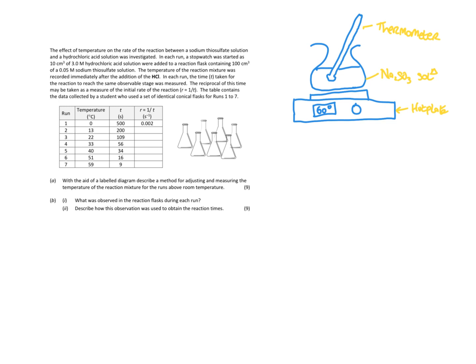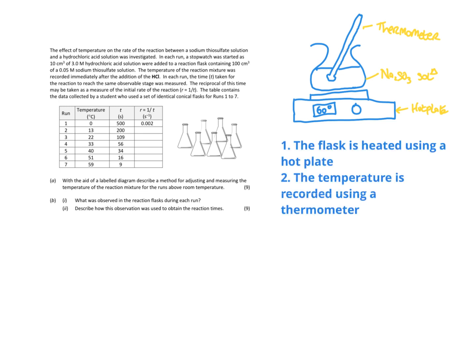What we can see is that the flask is being heated using a hot plate, and we have put a specific temperature on the hot plate to show that we heat to specific temperatures, and the temperature is recorded using a thermometer. So there we are addressing both the adjusting section and the measuring section of the temperature. So we're showing that it can be adjusted using the hot plate and that it can be measured using the thermometer. And I've included a labelled diagram, so that is me guaranteeing my 9 marks there.